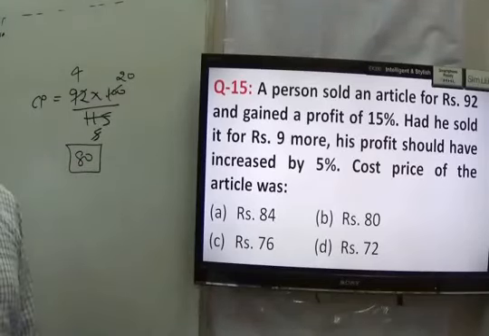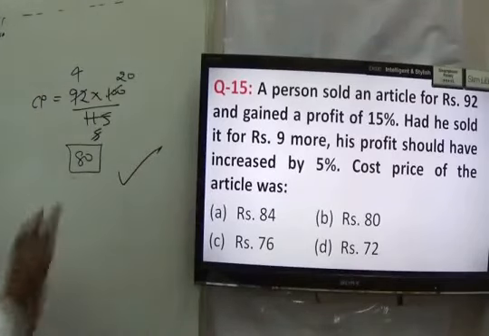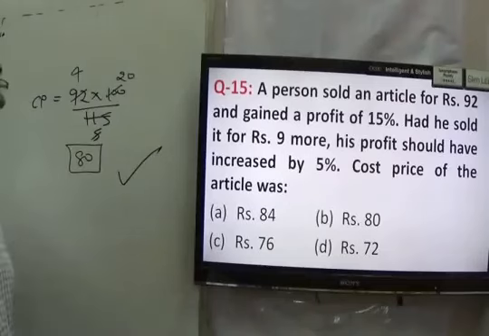Further he states that had he sold it for rupees 9 more, his profit percentage would increase by 5%. But if you have to find the CP, your answer is 80. Here your answer is B. The information provided in the other part of the question is not required, because I am in a position to answer the question with the help of the first information. That becomes my answer.